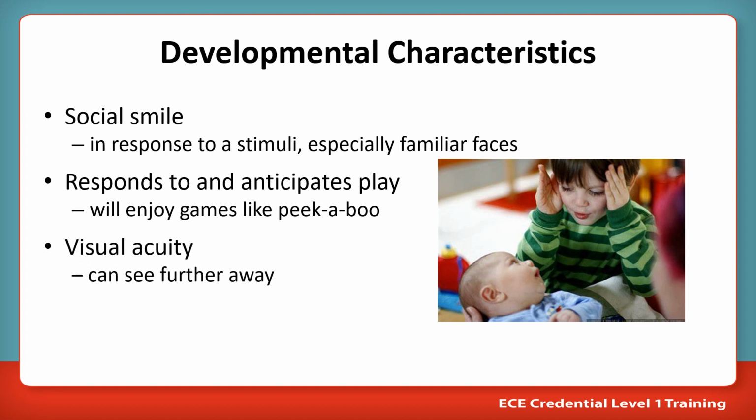Also, a baby's visual acuity, their ability to see, starts to improve, and they can start to see further away. One thing we learn is that when babies are first born, their sense of sight is really their weakest sensory modality. But as they get older, they can see further away. When babies are first born, they can really only see very, very close up. That's why when a parent holds a baby in their arm, the baby can see the parent's face, because they're very close to the parent's body.